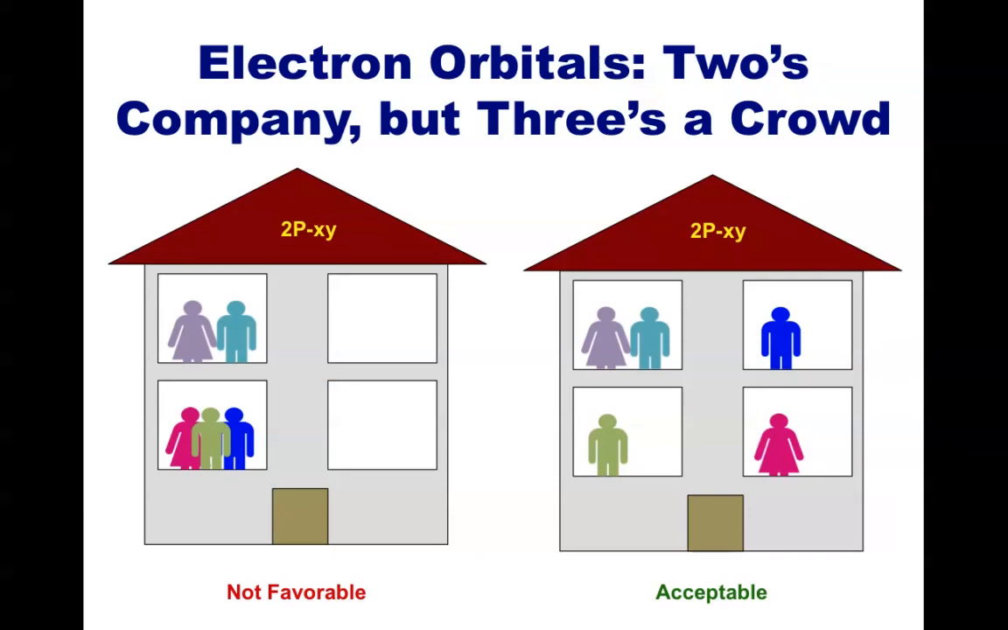As we will see, there is also a preference to have all of the rooms filled with 2 people. In this case, there is enough room for 3 more people. In other words, this energy level has 1 filled orbital and 3 partially filled orbitals.